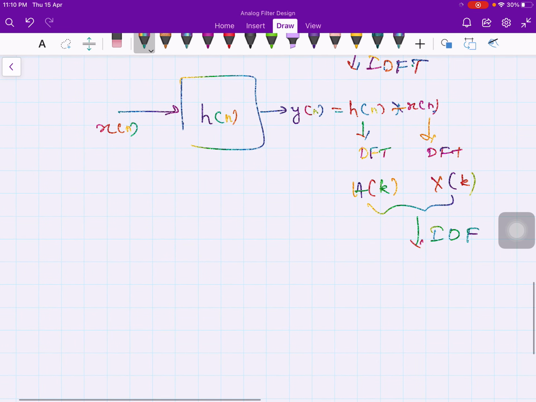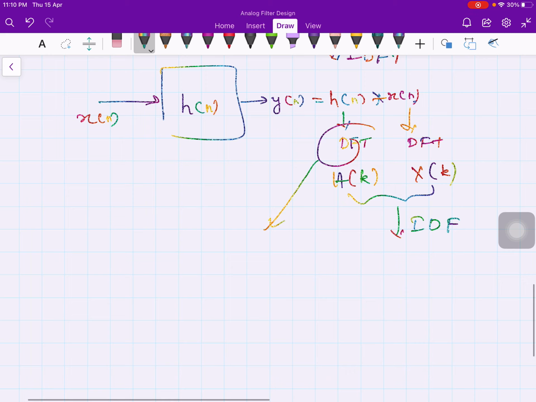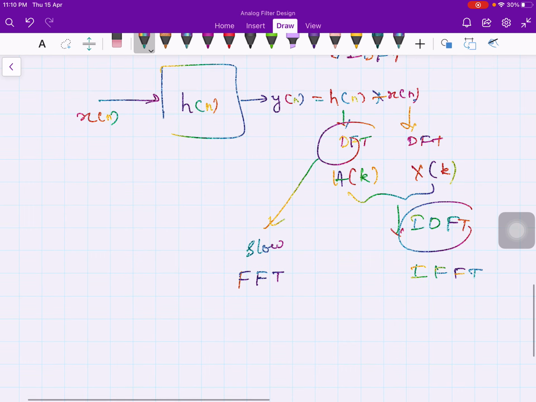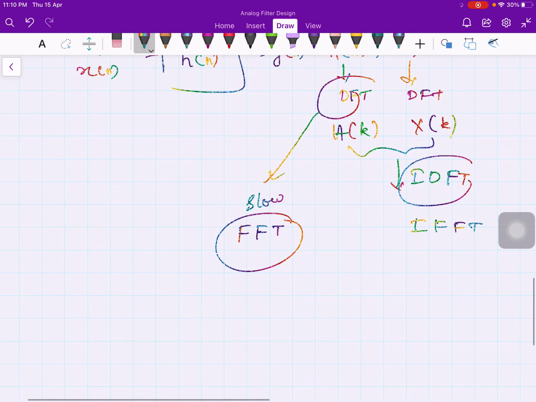Okay, take the inverse discrete Fourier transform. Also, this DFT is a slow process. This is not a fast process. To overcome that, generally people will use the FFT, fast Fourier transform algorithm, and then instead of the IDFT, you use the inverse fast Fourier transform. That is why this FFT is so popular.